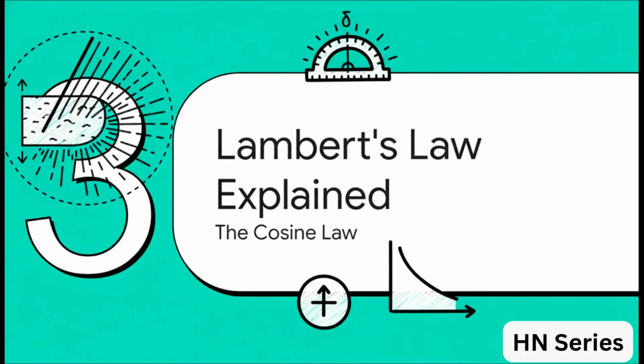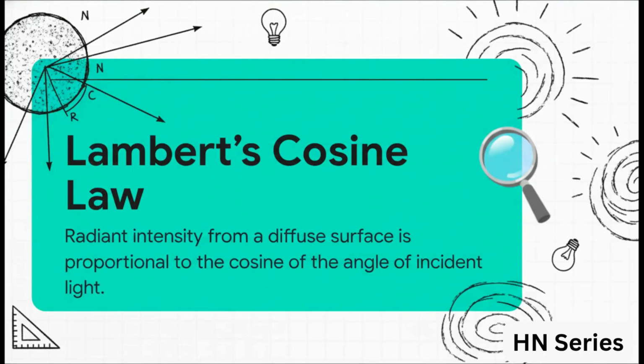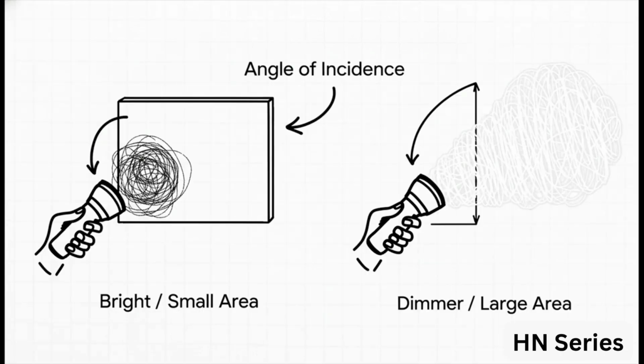So, how do we actually describe this perfect scattering with science and math? Well, that brings us to the star of our show today, Lambert's cosine law. Okay, I know, that sounds a little dense. Radiant intensity, cosine of the angle. What does that even mean? Don't worry, we are not going to leave you with a dry textbook definition. Let's break this down. See?